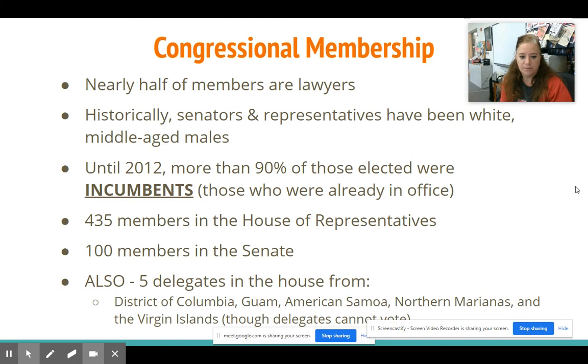We talked about the membership before, and then just something to know is that there are 5 delegates in the House of Representatives from the District of Columbia, Guam, and our other territories. They can't vote, but they can be there, and they might be parts of different committees.